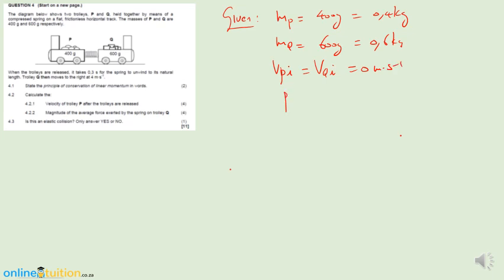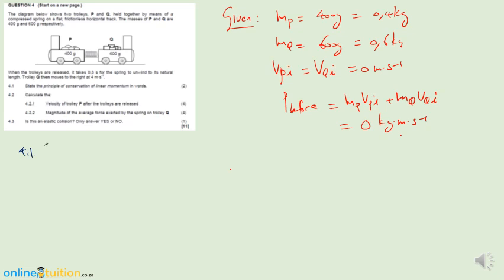So the momentum before is equal to MPVPI plus MQVQI, and that's a big fat 0 kg meter per second. So the first thing, oh, I forgot to even read the question. State the principle of conservation of linear momentum in words.